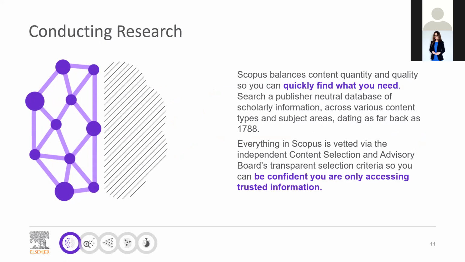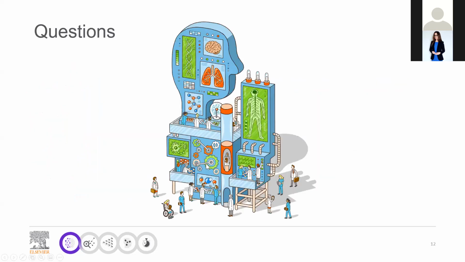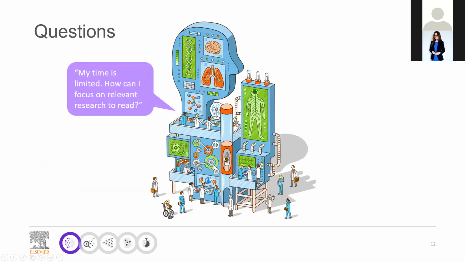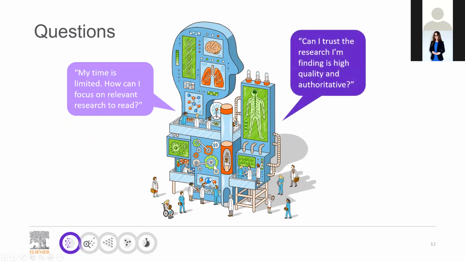So let's check what we can offer in terms of conducting research. Well, Scopus balances content quantity and quality. So you can quickly find what you need via Scopus. You can search a publisher neutral database of scholarly information, and you can check various content types, subject areas, and the content that we have in Scopus goes back to 1788. Everything in Scopus is vetted via the Independent Content Selection Advisory Board, so you can be confident that the information is trusted. So the question that we are trying to answer is, how can I focus on relevant research to read?